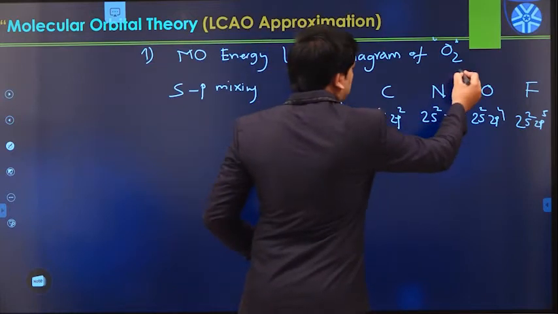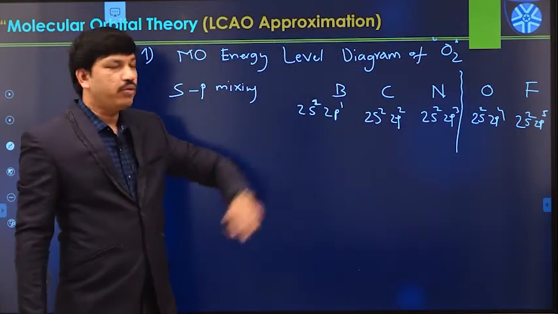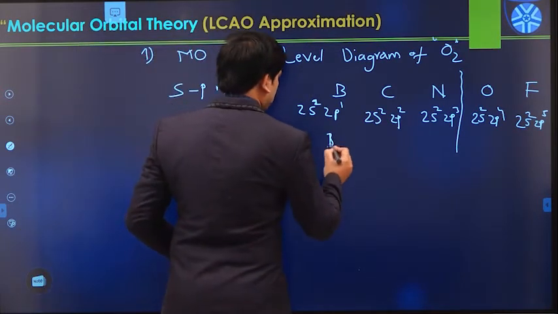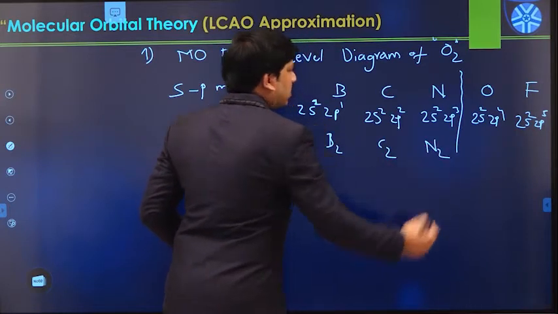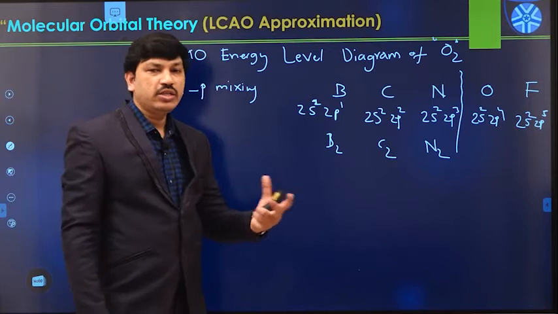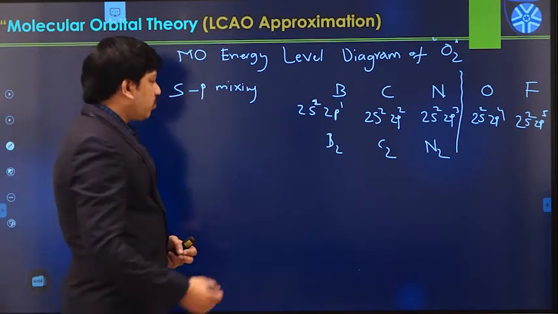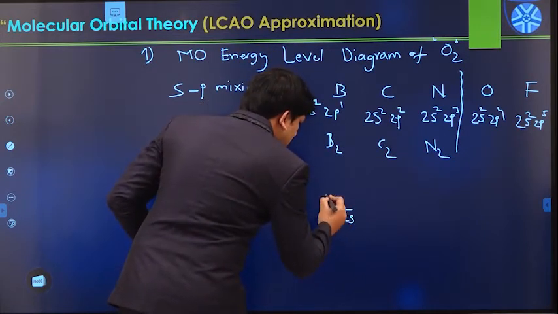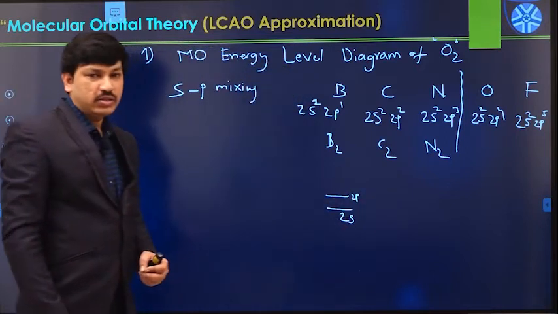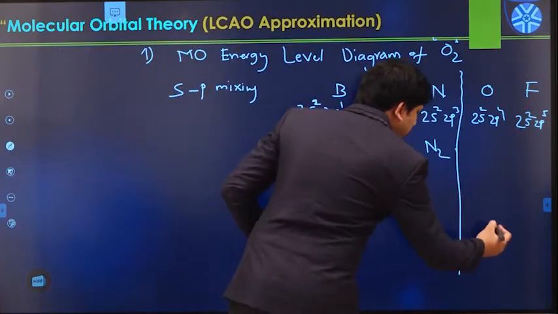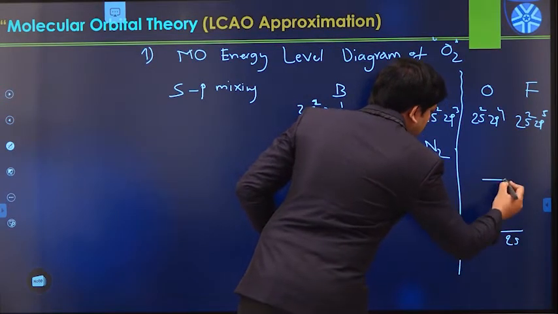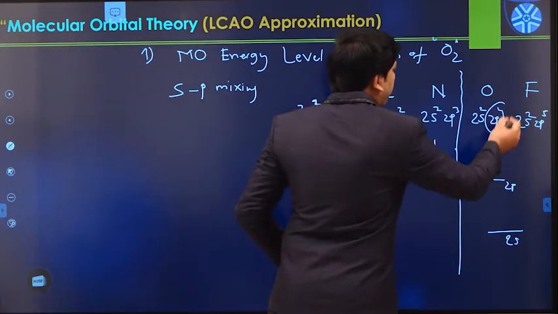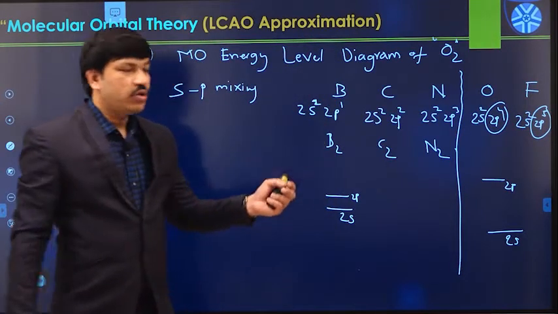So up to the nitrogen atom, if you form the corresponding diatomic molecules like B2, C2 or N2, there is an sp mixing problem. Why is it happening? In these three cases, the energy difference between the 2s level and 2p level is very small compared to the energy difference between the 2s and 2p levels in oxygen or fluorine, because here we have more electrons available in the oxygen atom or fluorine atom.